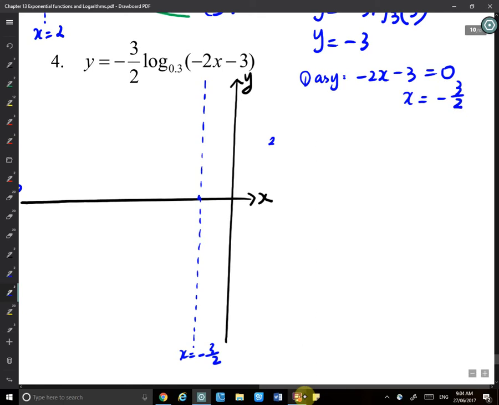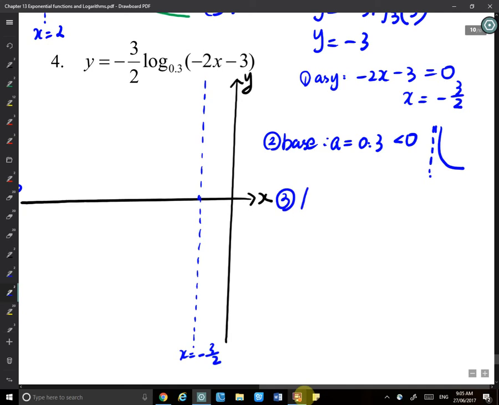Okay, next one is base shape. The base A equals 0.3, which is less than 1. Less than 1, you will have a graph like that. That's the shape of the graph. Decreasing graph.